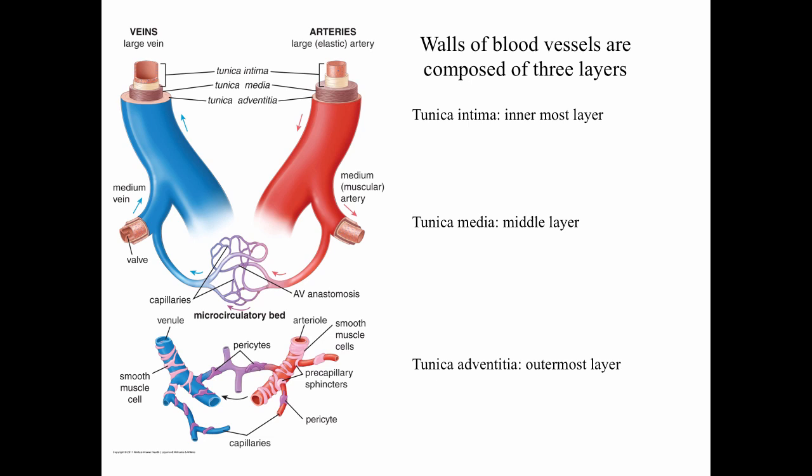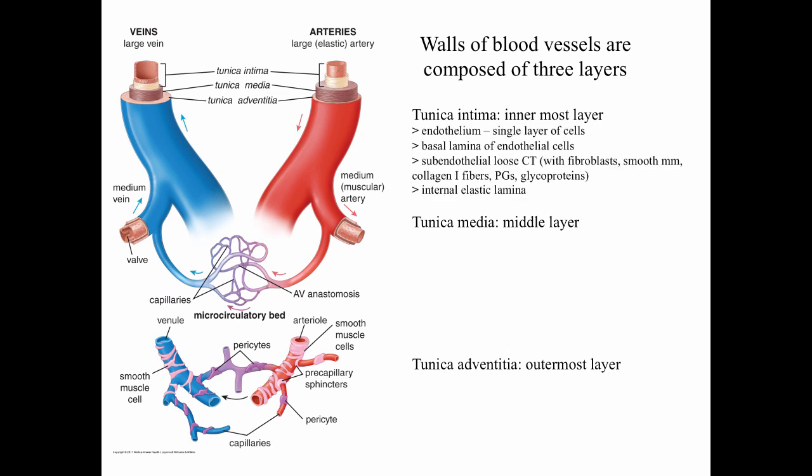We suggested earlier that the walls of blood vessels are composed of three layers. There's a tunica intima, which is the innermost layer, a tunica media, the middle layer, and a tunica adventitia, the outermost layer. The tunica intima consists of endothelium, which is a single layer of cells, and a basal lamina with the endothelial cells. There's a subendothelial loose connective tissue with fibroblasts and a few smooth muscle cells, collagen 1 fibers, proteoglycans, and glycoproteins, and there's an internal elastic lamina. And so the tunica intima on the diagram would be shown like this.